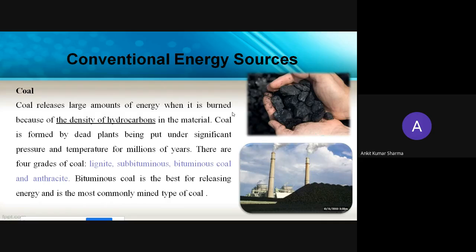So there are four grades of coal. You all know about the types of coal: lignite, bituminous coal, and anthracite. Bituminous coal is the best for releasing energy and is the most commonly mined type of coal. In India, bituminous coal is the common coal, India has sources of bituminous coal. But anthracite coal has a large amount of heat energy and heating value.